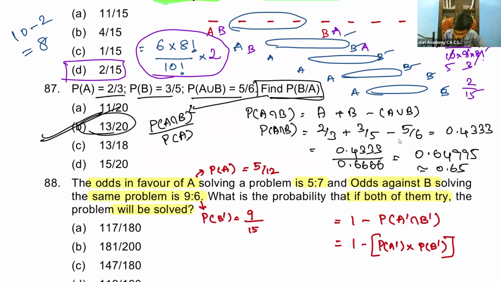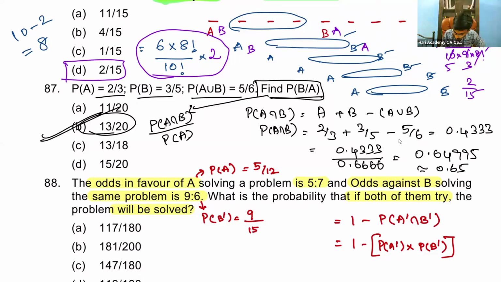P of A dash is nothing but 1 minus P of A. It is nothing but 1 minus 5 by 12, which is 7 by 12. Into P of B dash, which is already given as 9 by 15. So 7 by 12 into 9 divided by 15.